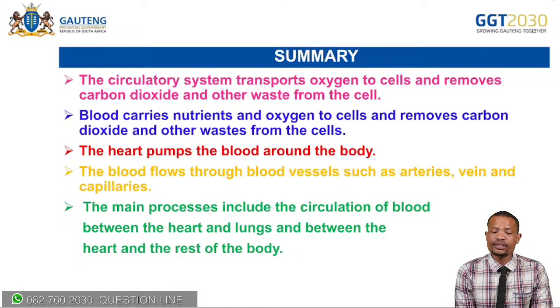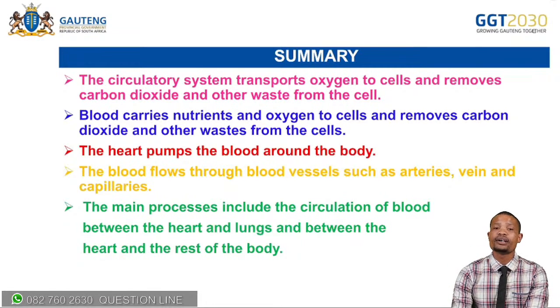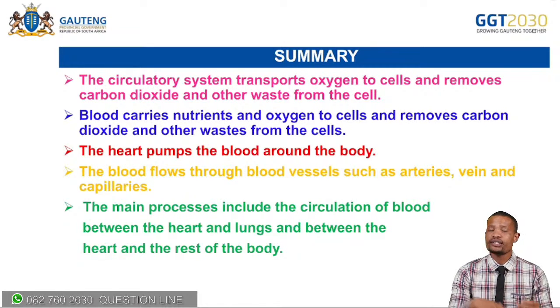The main processes include the circulation of blood between the heart and the lungs, and between the heart and the rest of the body. We said that the blood circulates from the heart to the lungs to get oxygen and get rid of carbon dioxide. And then it goes back to the heart. Why does it go back to the heart? Because it doesn't have enough kinetic energy or pressure to reach further away inside the body, like down to your toes or even up to your head. So it needs this pump, which is the heart, to provide it with enough pressure to overcome these distances and reach different parts of the body.